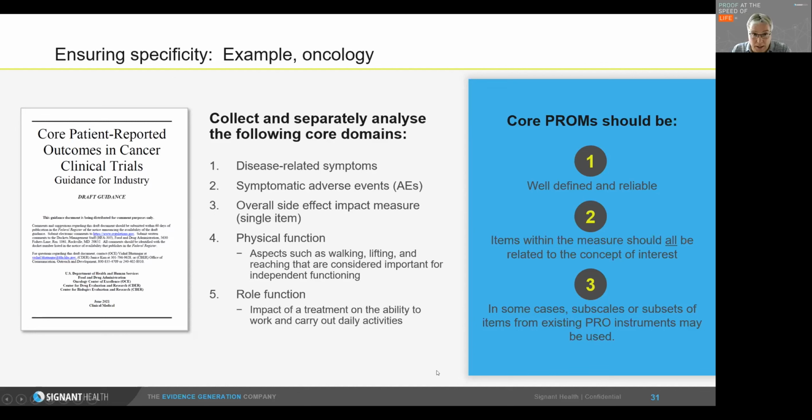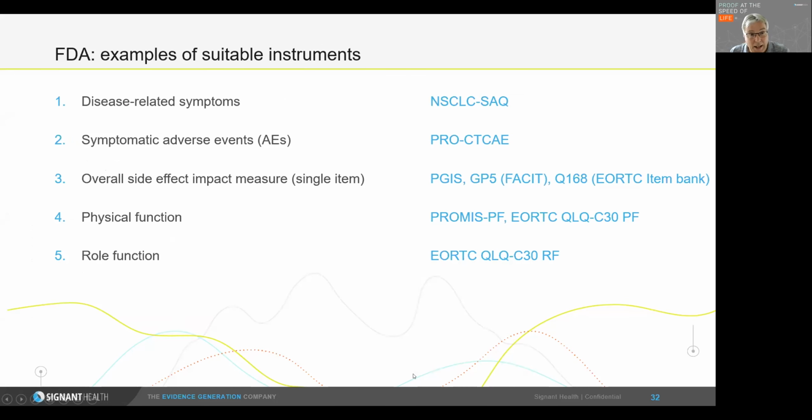So in their draft guidance, which we summarize here, they identify measurement domains that they consider pertinent and important to measure in patients in oncology trials. Those are disease-related symptoms, symptomatic adverse events, the overall impact of side effects, physical function, and role function. But those need to be measurable as discrete concepts of interest so that they can be evaluated by the regulator independently. If you go to the next slide. And they identify in the guidance a small number of instruments that meet that criteria for specificity.